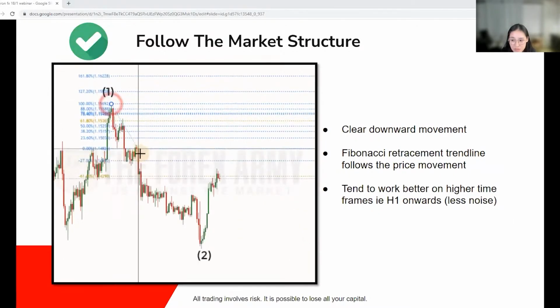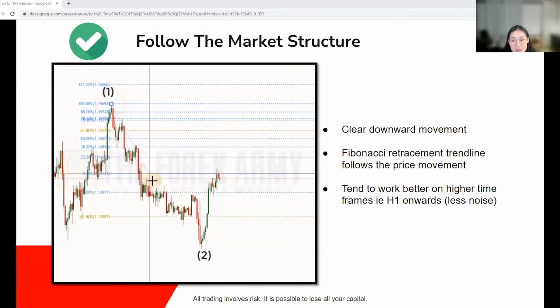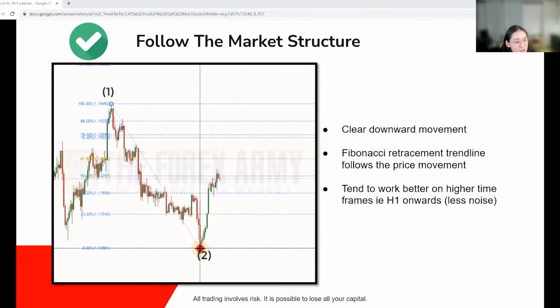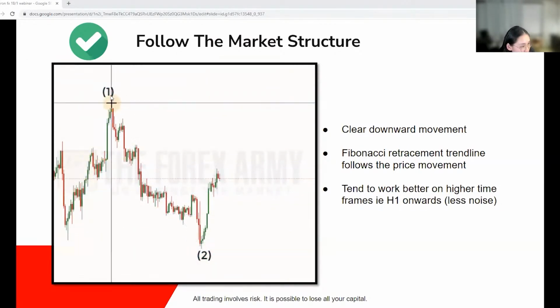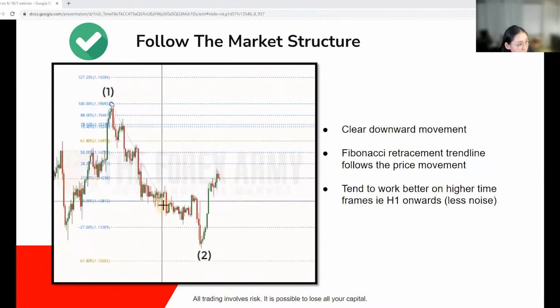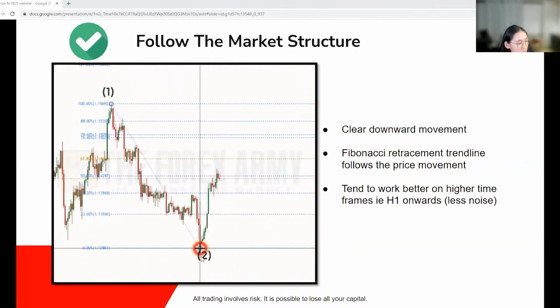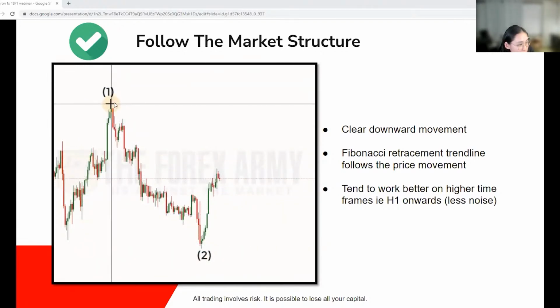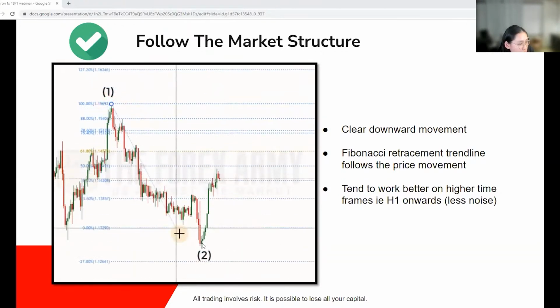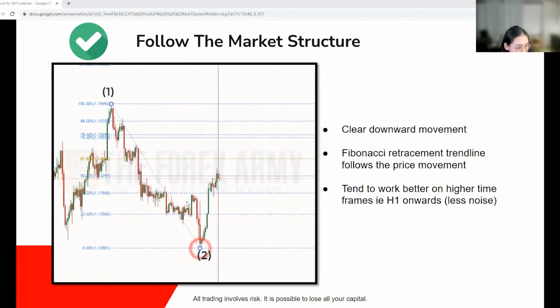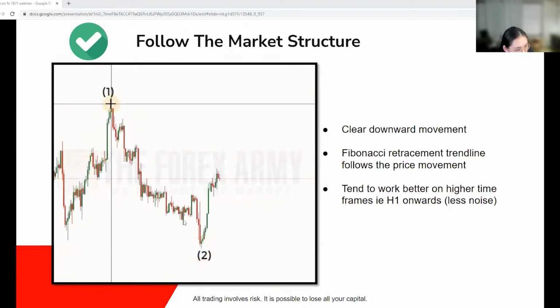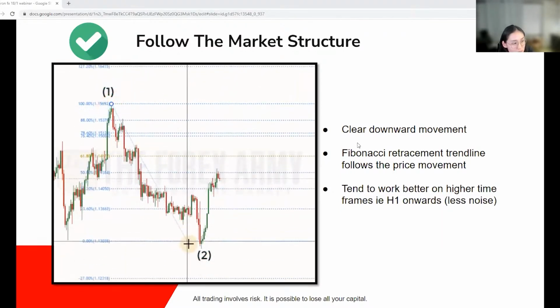This is an example of something that you want to do. You want to pick market structures with really clear upward or downward movements. As you can see over here, the starting point is at point 1 and the ending point at point 2, so you can see a very clear downward general trend. Even though it does cut a little bit over here, that's fine because it doesn't deviate too much from the price movement.